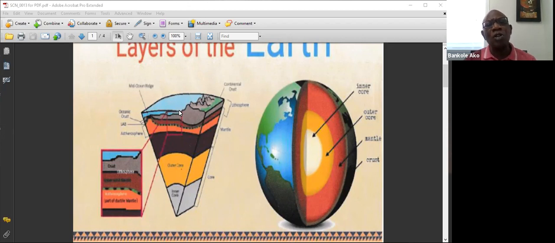And the oceanic crust is usually made up of silicon magnesium. And we refer to that as SIMA. Because of their color, silicon magnesium is dark. So we refer to that as basic rocks.